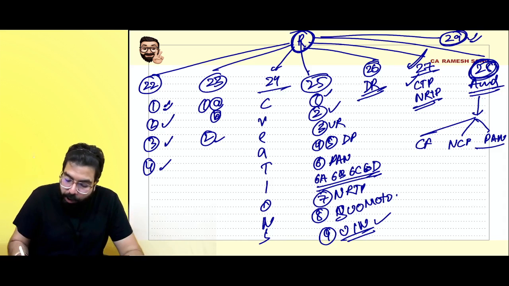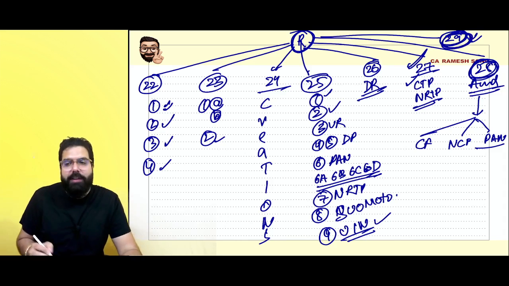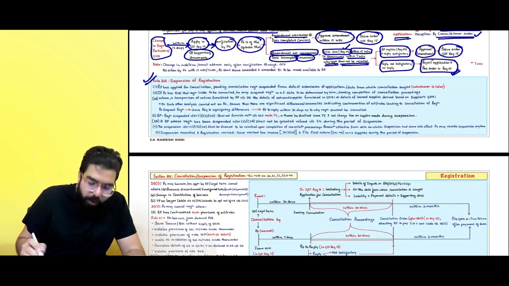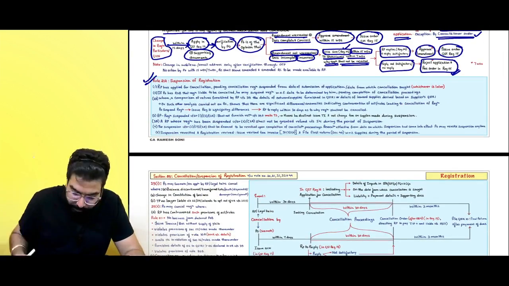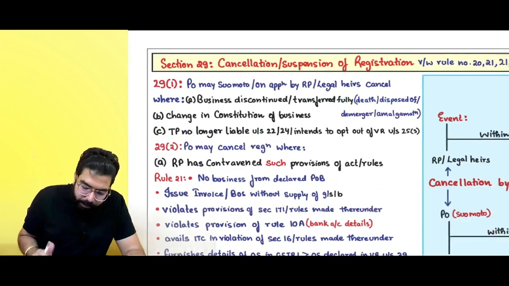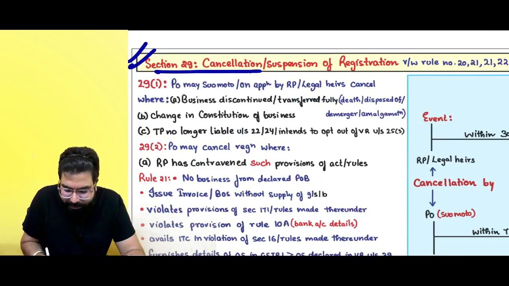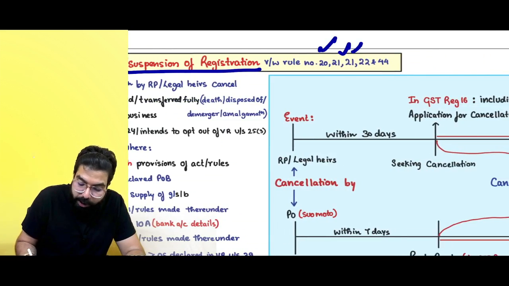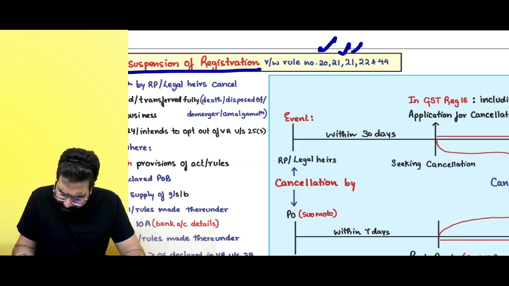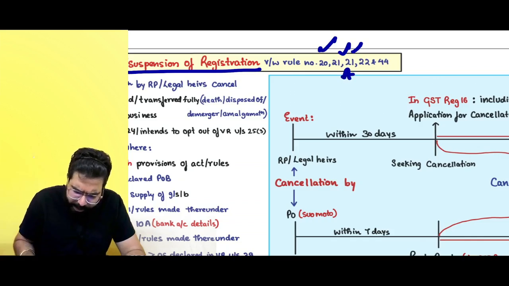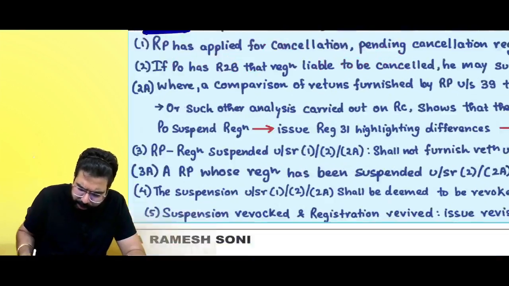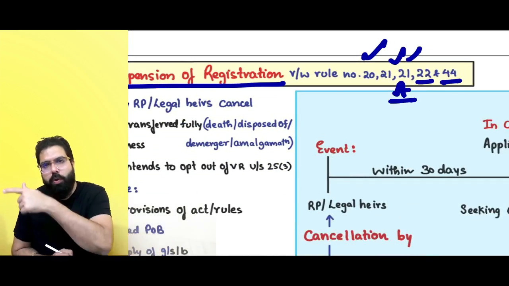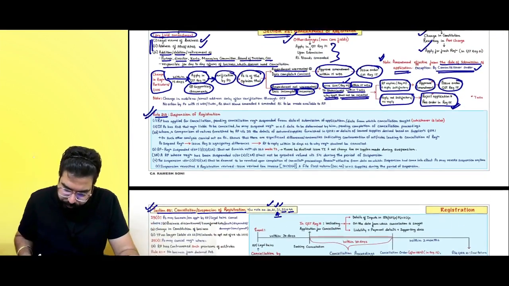Section number 29 goes ahead and talks about cancellation. Everyone, please come to section number 29. Then I will talk about rule number 21A a little later. Section number 29 says cancellation or suspension of registration, and it has to be read with rule number 20, 21, 21A if I am not wrong. That is cancellation suspension, rule number 21A. Just make it rule number 21A, 22 and 44. Let's go ahead and continue now.